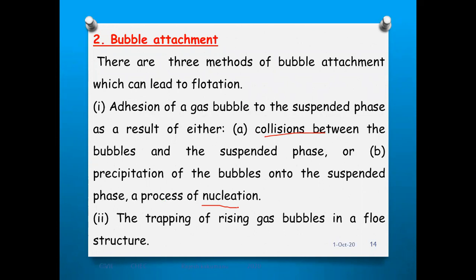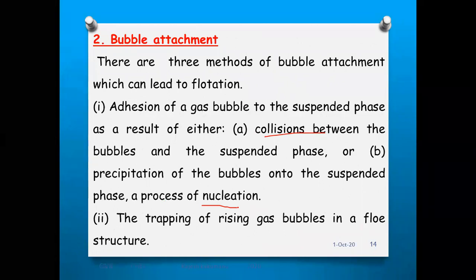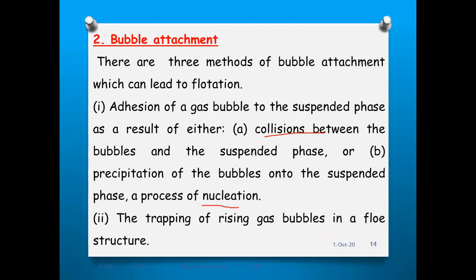The layer on the water which becomes solid, simply we are calling it a floc, or scum. So what is the second method here? Second method is trapping of rising gas bubbles in the floating structure. Whatever floats on the water, the bubbles floating on the water: trapping of rising gas bubbles in the floc structure.